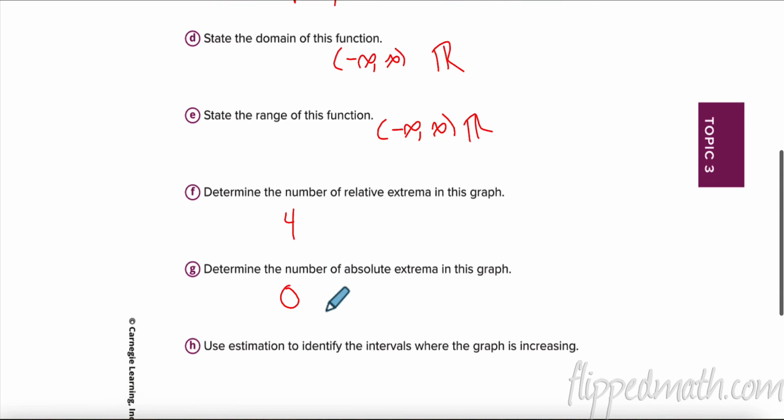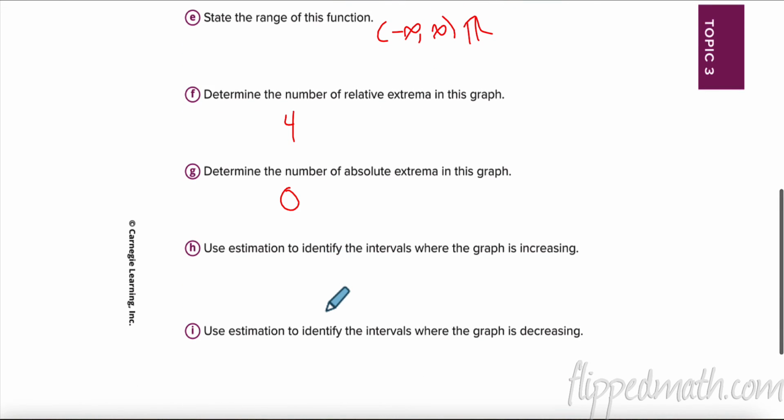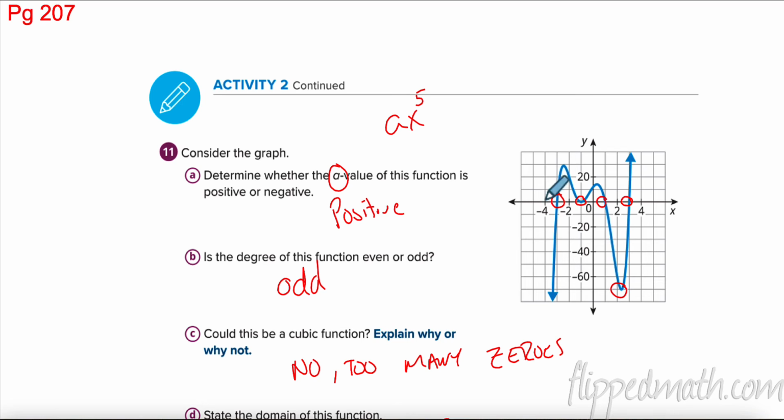And then I want to know, where is it increasing and where is it decreasing? Well, let's go back up here. So right here, the extrema is where it changes. So I'm going to estimate. I'm going to say this is negative 2.5. This is negative 1. I'm going to say this is negative 0.5, and this is an x value of 2, just approximate, and this is an x value of 3.